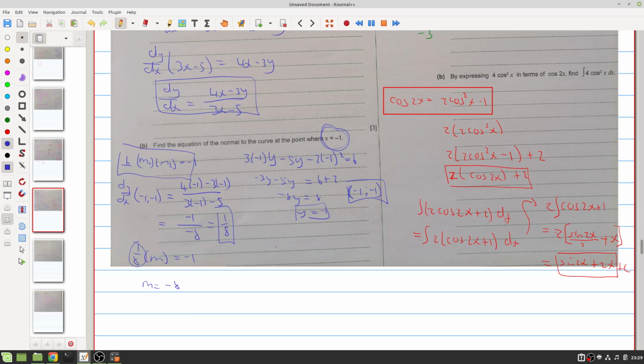Okay, so far we know we've got y equals -8x plus c, and here we've got a point that we can substitute. So y is -1 when x is -1. So -1 equals -8 times -1 is +8. So minus the 8, so -9 equals c. And then our final answer is y equals -8x minus 9. So there is the equation of the normal to the curve at that point.